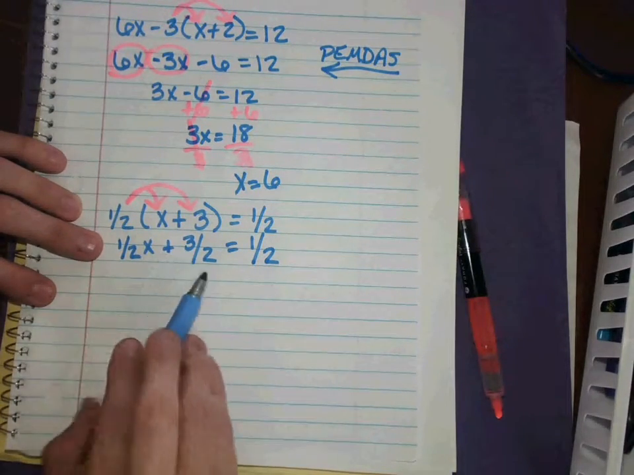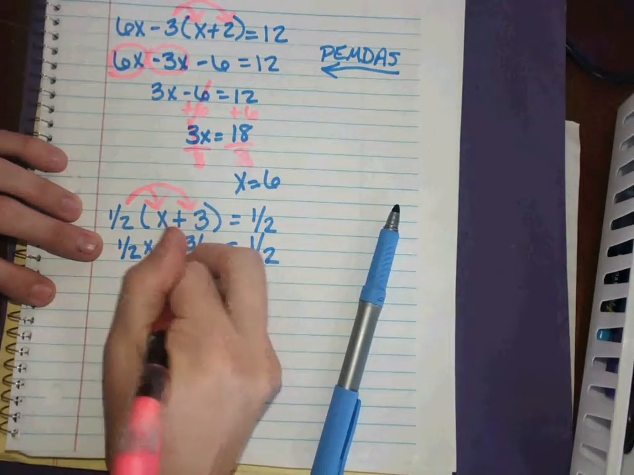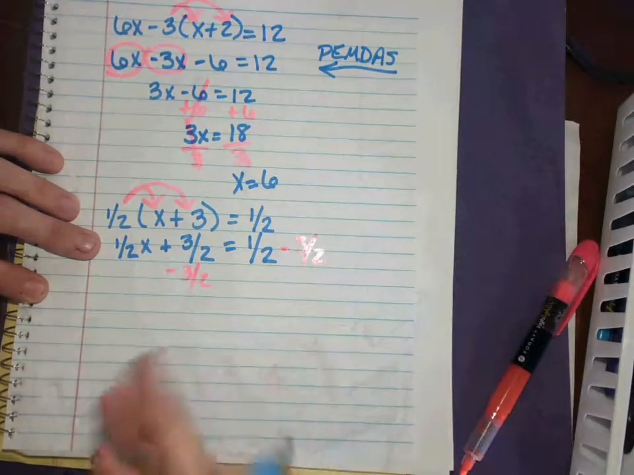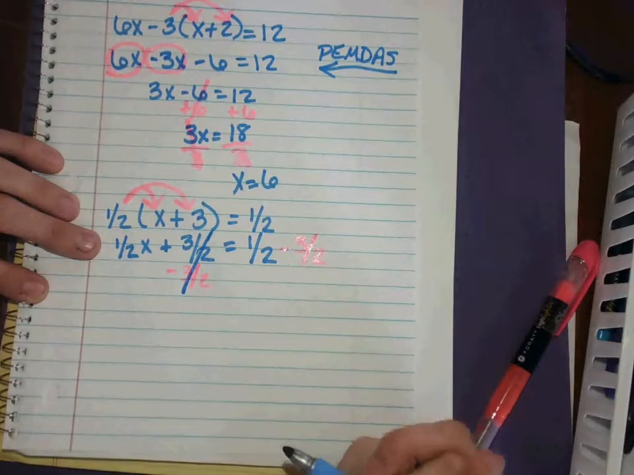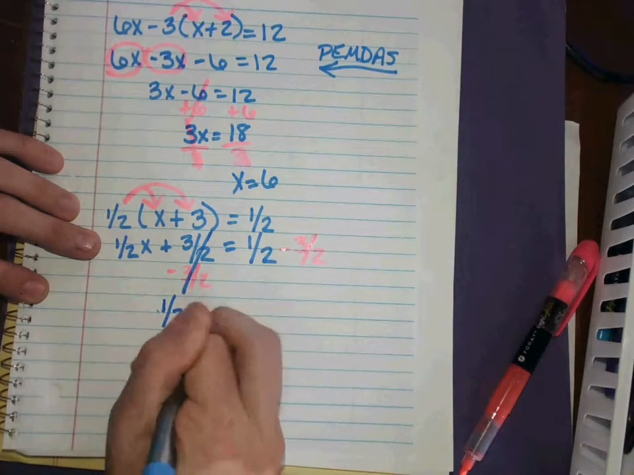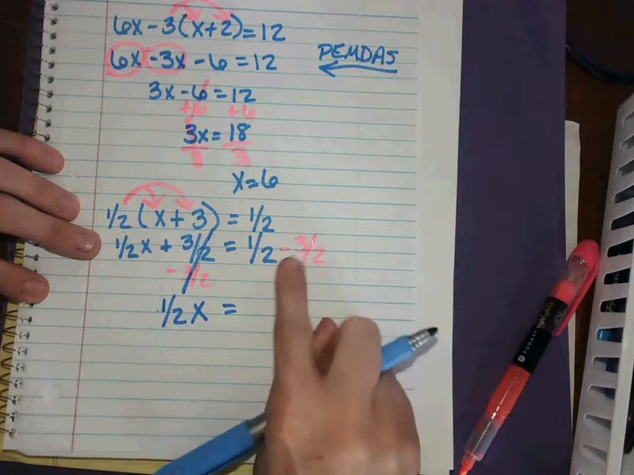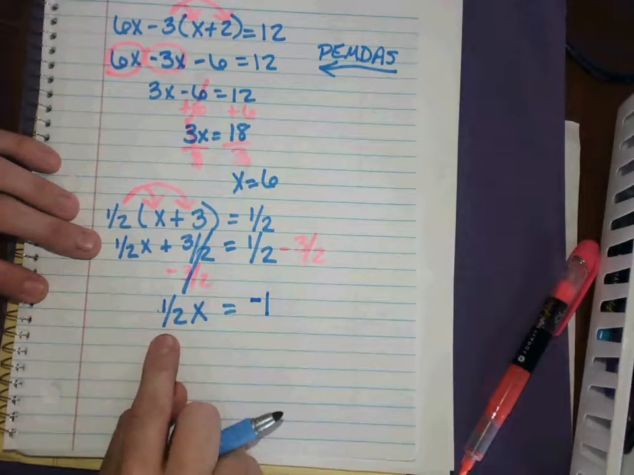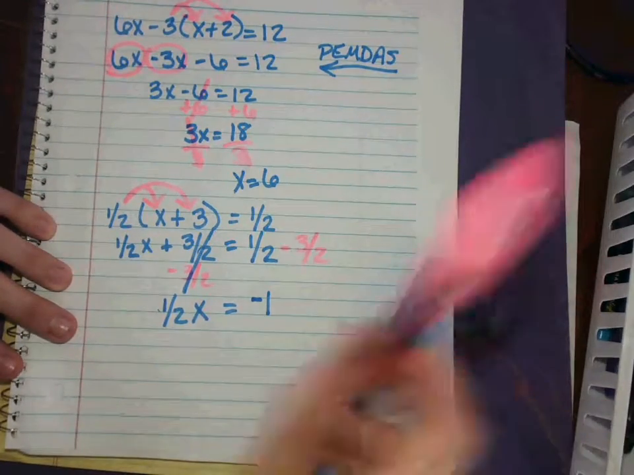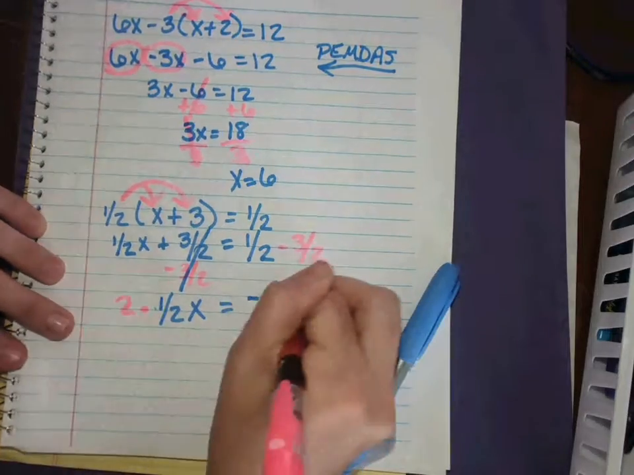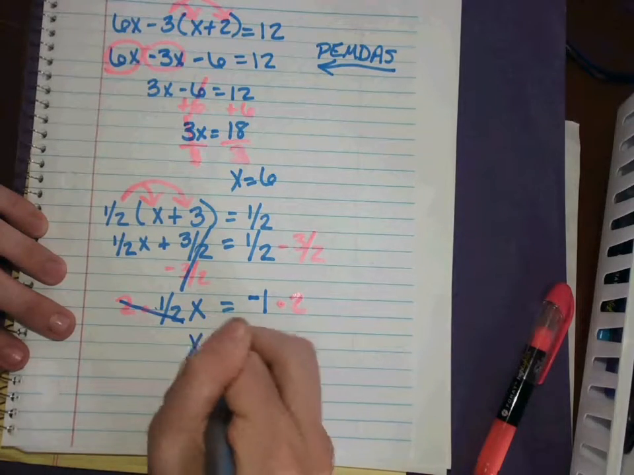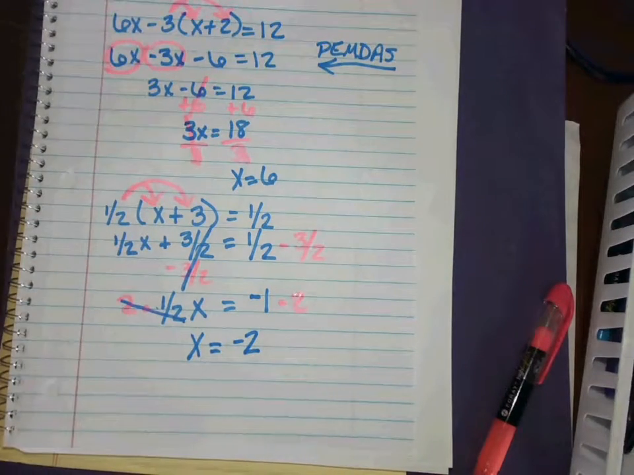So now all I have to do is get rid of the plus 3/2. So I'm going to subtract it from both sides. Okay, over here, they create that 0 pair. And I'm left with 1/2 x equals 1/2 minus 3/2 gives me negative 1. And to get rid of 1/2, I'm going to multiply by 2, which is the inverse of 1/2. And I get negative 2. Okay, this is 2.08 multiple transformations.